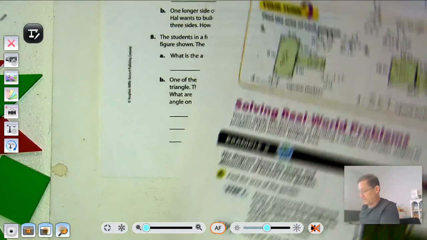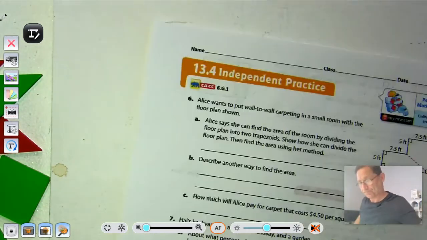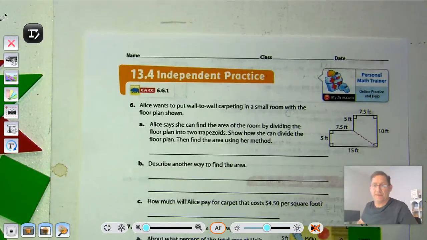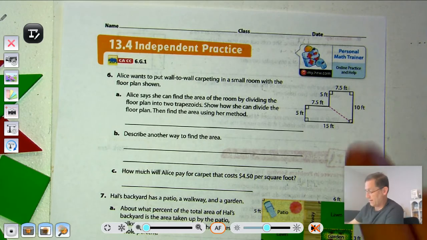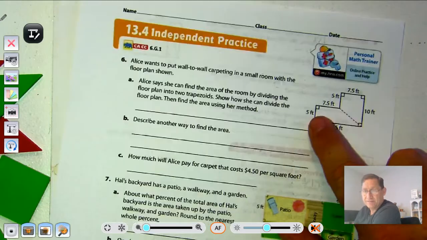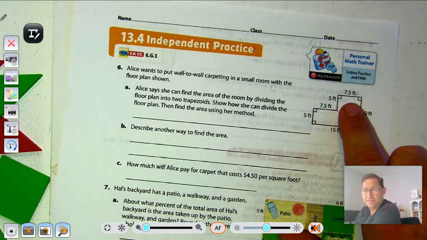All right, let's look at 395. Number 6. All right, Alice wants to put wall-to-wall carpeting in a small room with the floor plan shown. Alice says she can find the area of the room by dividing the floor plan into 2 trapezoids. Show how she can divide the floor plan, then find the area using her method. Okay, so we have the dash line here, and we see that we have two trapezoids.